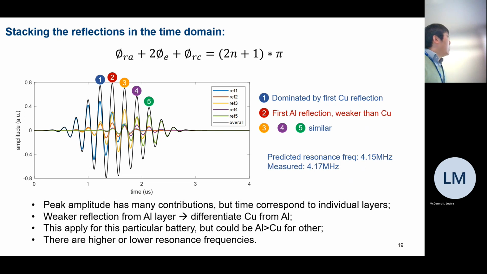And also we found that the resonance peaks, in terms of their locations, correspond to the locations of the metal layers, and they can be used to track the position of the metal layers inside of the battery cell. And because aluminium and copper have different elastic constants, they reflect ultrasound at different amplitudes. So you can use the peak, whether it's stronger or weaker, to track whether it's a copper layer or an aluminium layer.